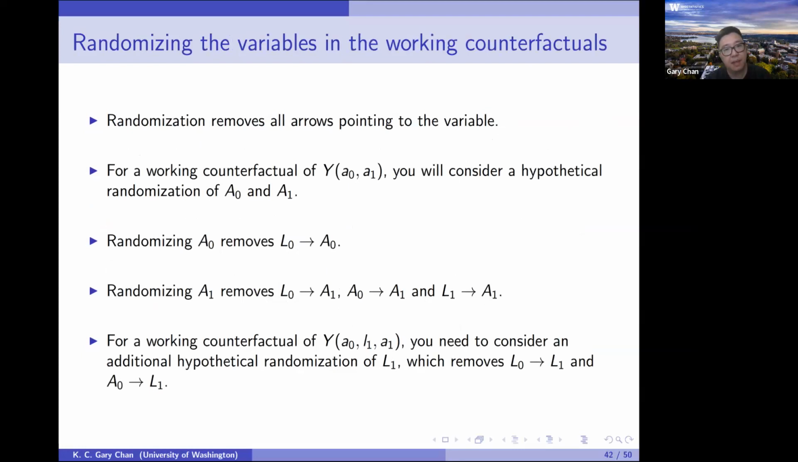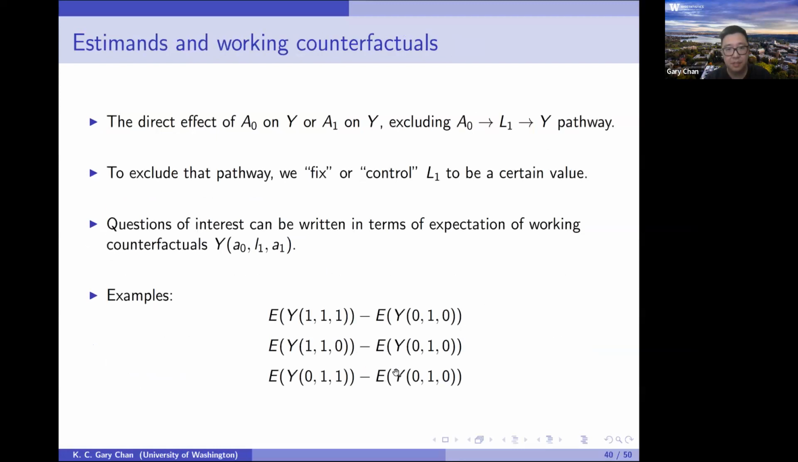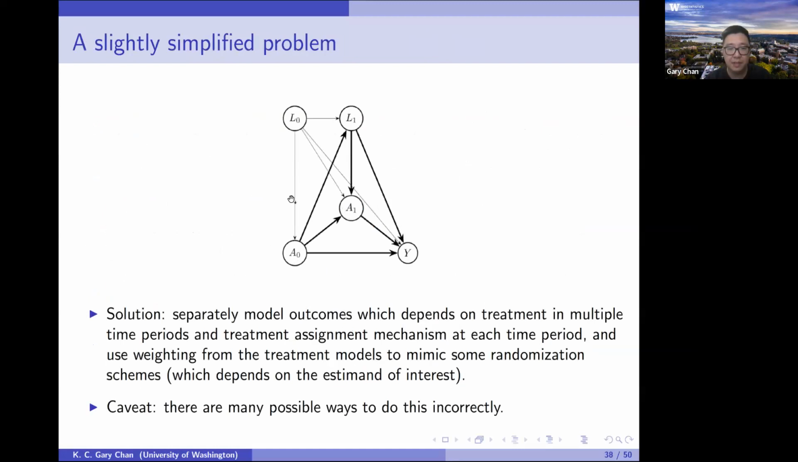So this is for the working counterfactual that involves both A0 and A1. If you are working with the direct effect, that's your working counterfactual with three variables, so you need to consider one more randomization on L1. You do the same thing for A0 and A1, removing the arrows, but then you also need to do the one for L1. You have two arrows pointing to L1, so when you randomize L1, you get rid of L0 to L1, and you get rid of A0 to L1.